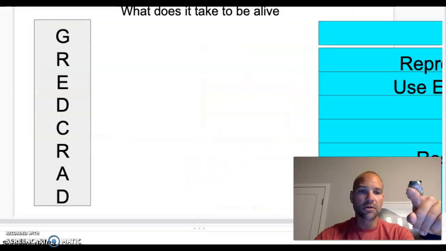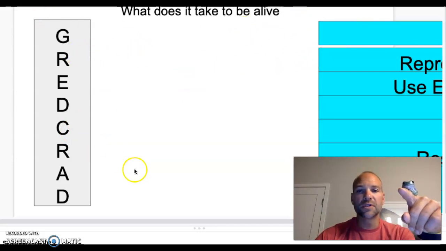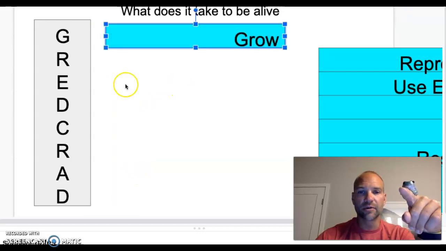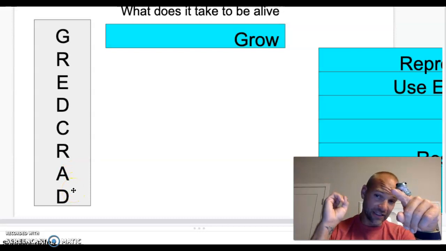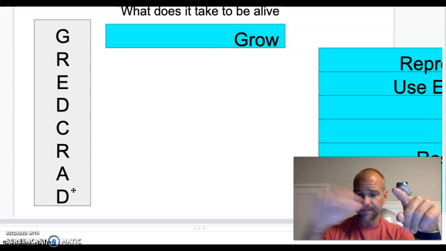Okay? So slide 9 talks about what it takes to be alive. You can pull these things over and take a look at them and figure out what each one of these things stands for. We already talked about G. G is what this frog did from a baby till now. It grew. Okay? All these letters here in GREDCRAD are requirements to be considered a living thing. And in order to be alive, you have to have all of these things.